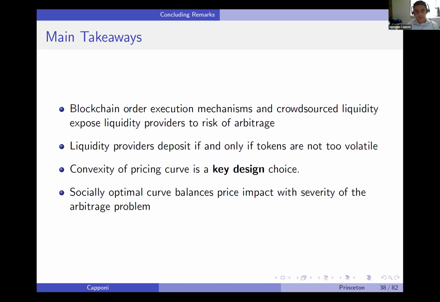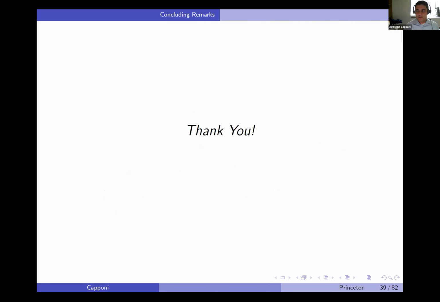If you want to maximize the use of those exchanges, one characteristic of the function to act on is the convexity of the pricing curve, because this exactly determines how much deposit there will be, and also what price impact you will incur when you trade. And if you want to design a curve that optimizes the aggregate benefit of all participants in this ecosystem, then you again have to balance the price impact from trades with the severity of the arbitrage problem. And this leads me to the end of the presentation.